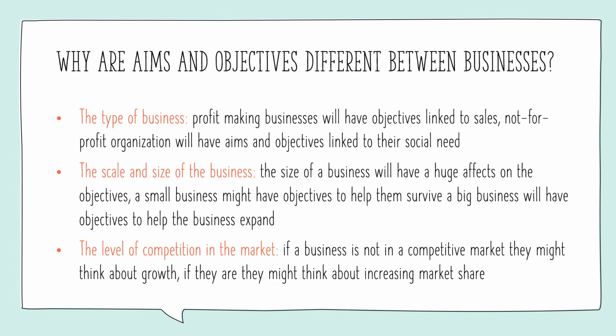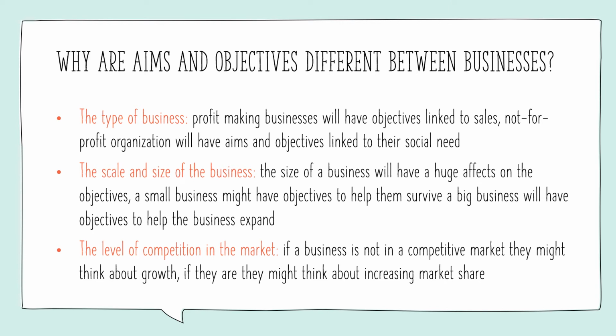Why are aims and objectives different between businesses? One is because of the type of business. So profit-making businesses will have objectives linked to sales, and not-for-profit organizations will have aims and objectives linked to their social need. It could also be because of the scale and the size of the business.